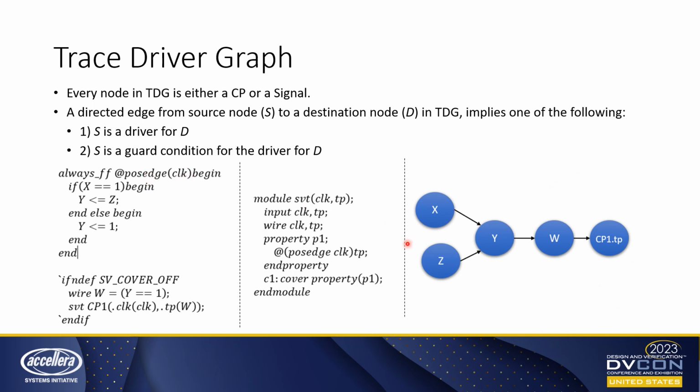Once we have this trace driver graph, we will use it to quantify notions such as neighborhood and association between cover properties, which will eventually help us assign scores to cover properties, which in turn will help us identify the target CP that we discussed earlier.